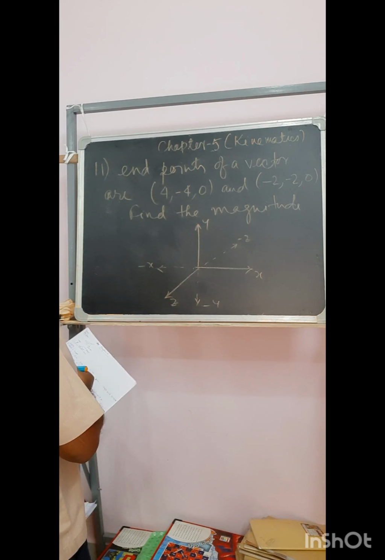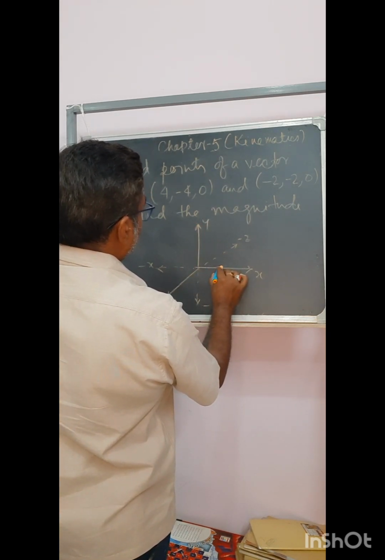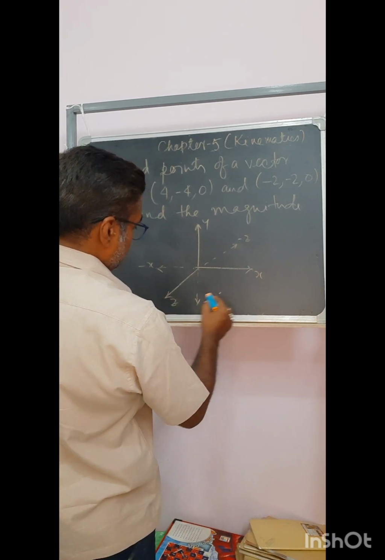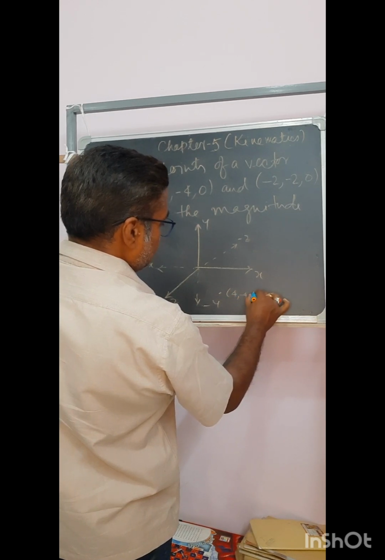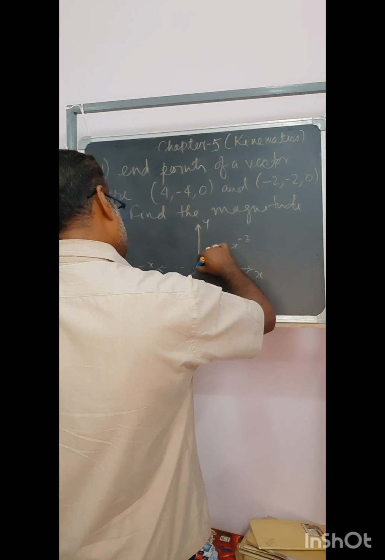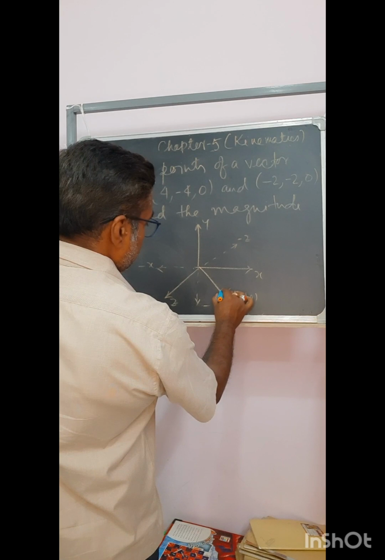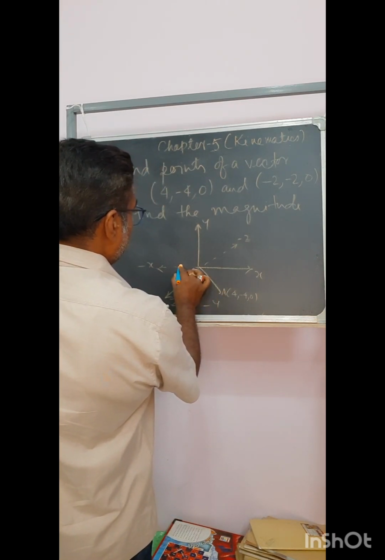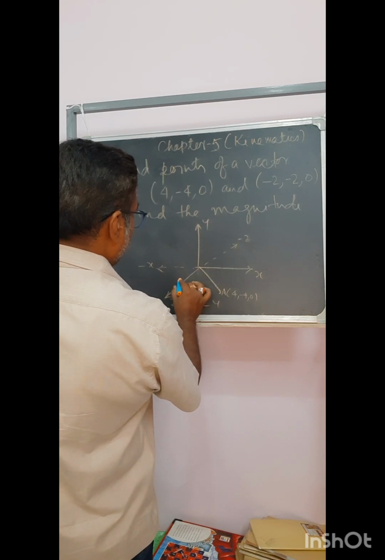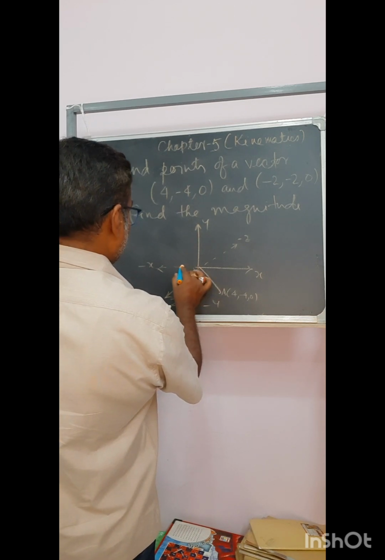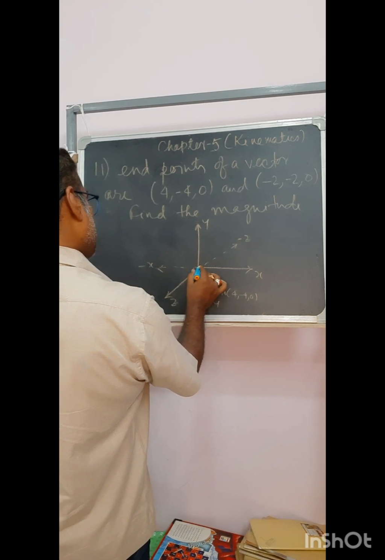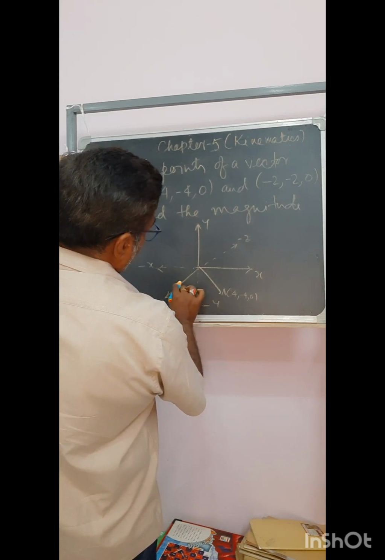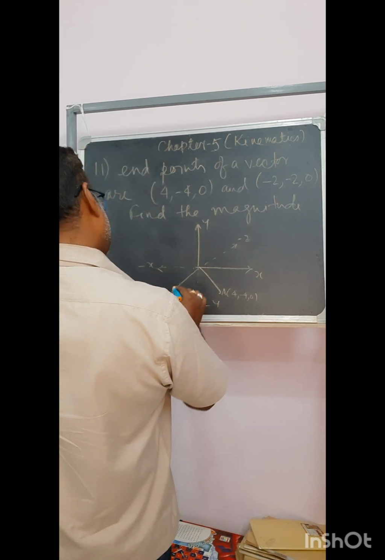Now 4 comma minus 4, 0. So x is 4, y minus 4 will go down, and z is 0, so it is in the same plane and z is nowhere going. So 4 comma minus 4 comma 0 will be the point here. If I join it from the origin, this will be a position vector. Let's say I name it A. And the other one is minus 2, minus 2 and 0. So minus 2 is on this side and minus 2 for y will be on this side, and 0. So that will be on the axis itself.